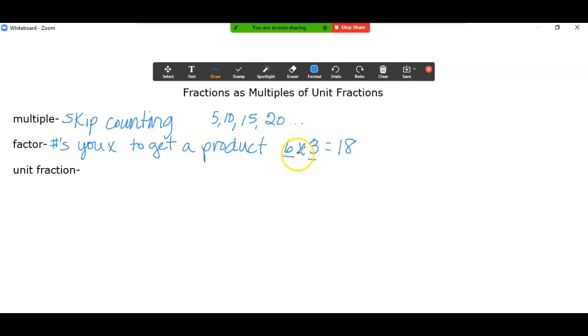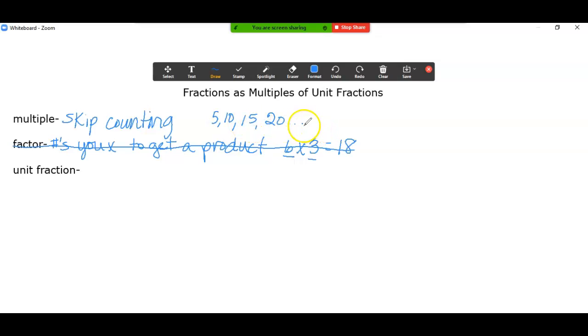The reason I'm bringing that up is because students have a lot of problems sometimes taking these two words and mixing them up. We are not talking about factors today. We're talking about multiples. So I'm talking about using skip counting today.